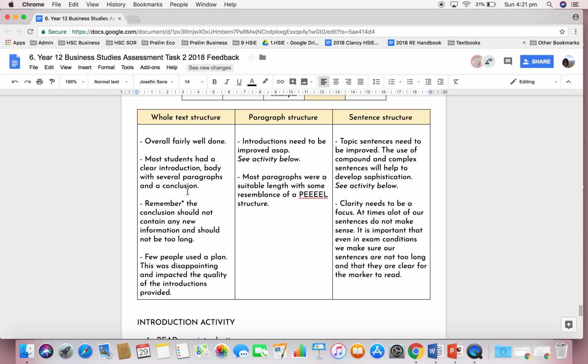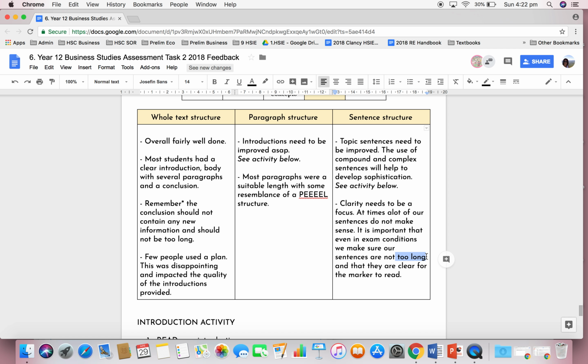The last bit of feedback I want to give you on sentences is around clarity. A lot of the time, our sentences don't make sense. And it's really hard in exam conditions, and I completely appreciate that. But a lot of the time, it's because our sentences are too long. And I'm talking half a paragraph in some instances is one sentence. It makes it really hard for the marker to read, and at times, guys, the marker loses the point of what you're trying to say.